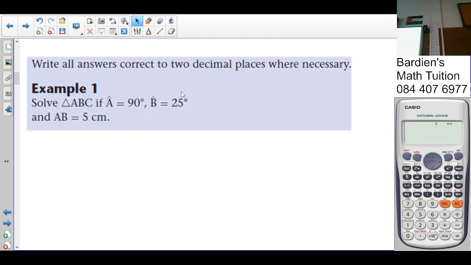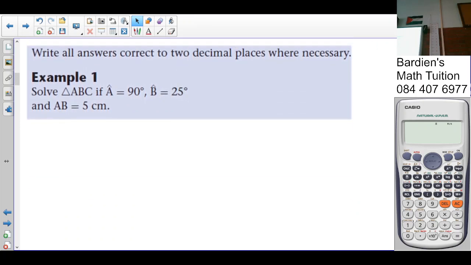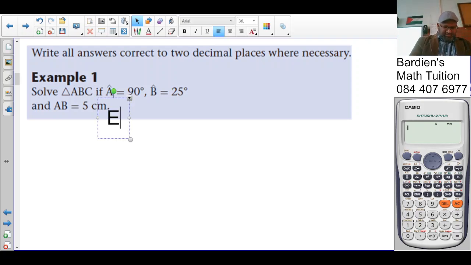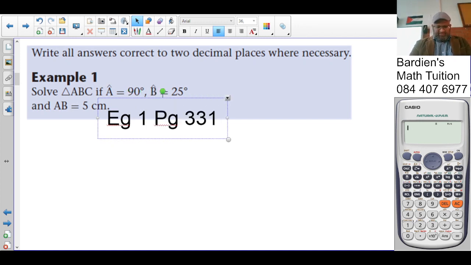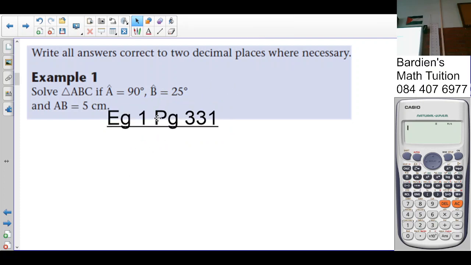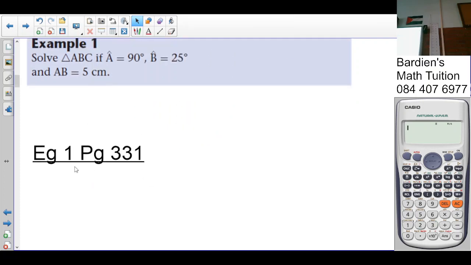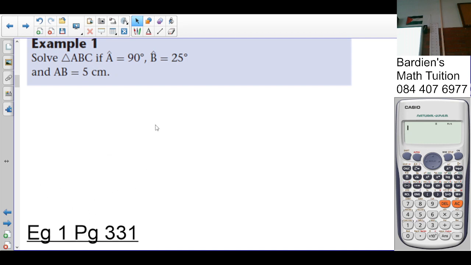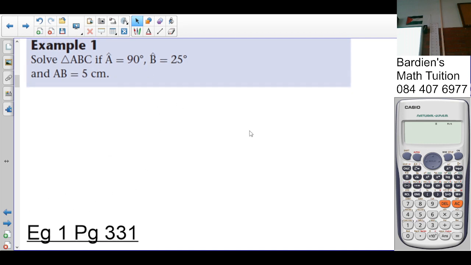Okay, people, this is example 1 on page 331. Alright, so this is fairly simple. We have to write all answers correct to two decimal places when necessary. Okay, so as needed, we will write down our answers to two decimal places. The question says, solve triangle ABC.